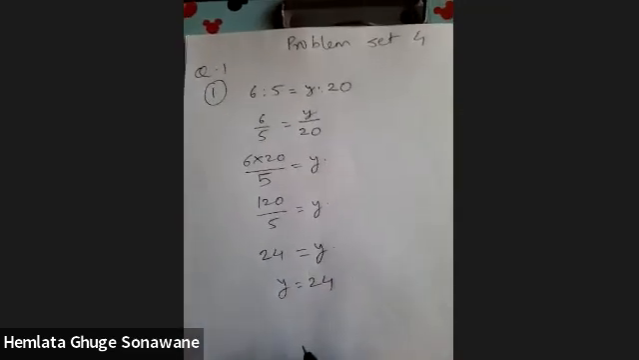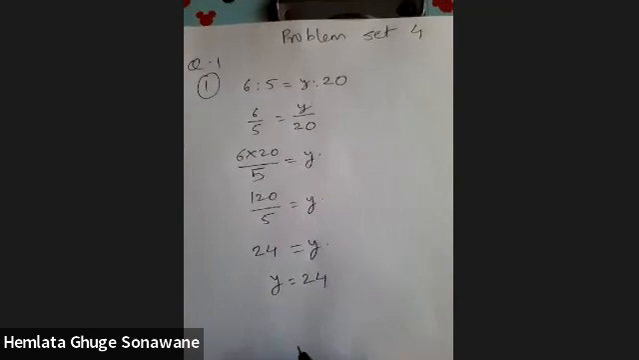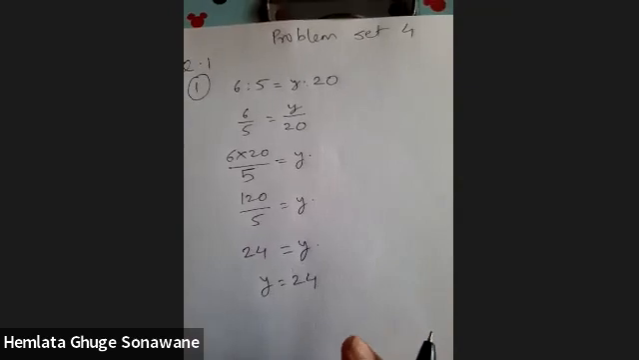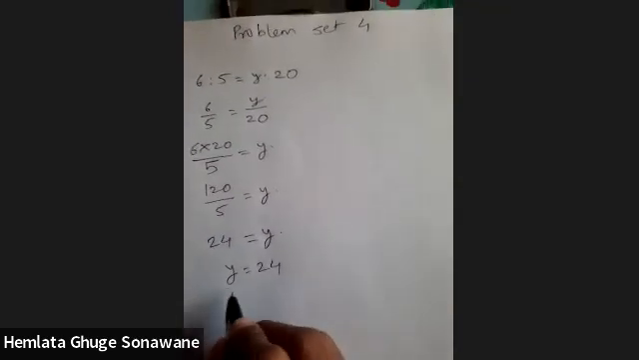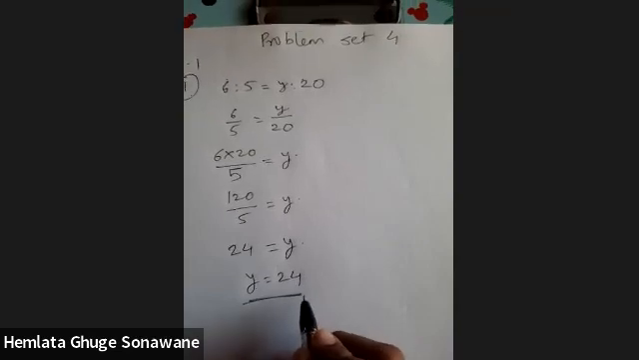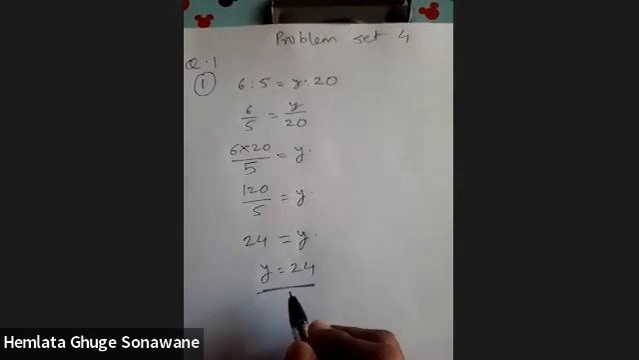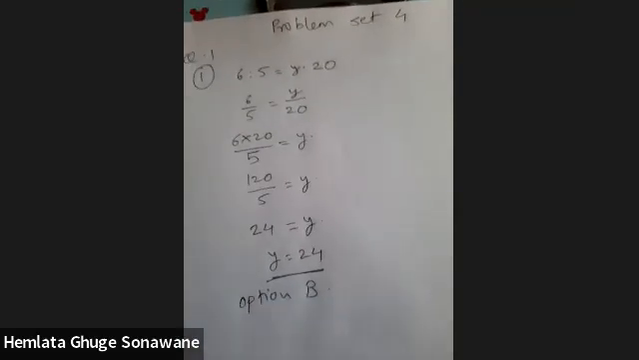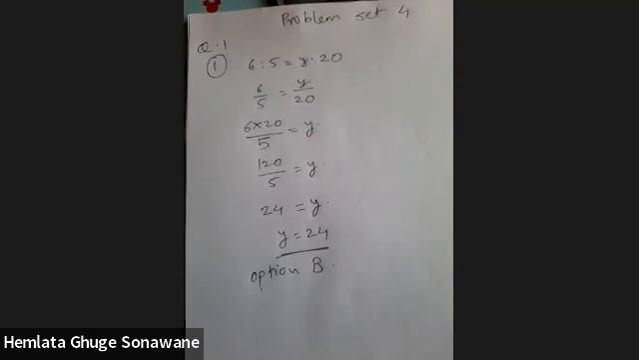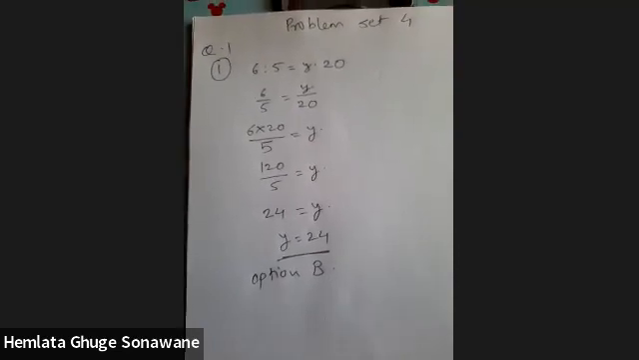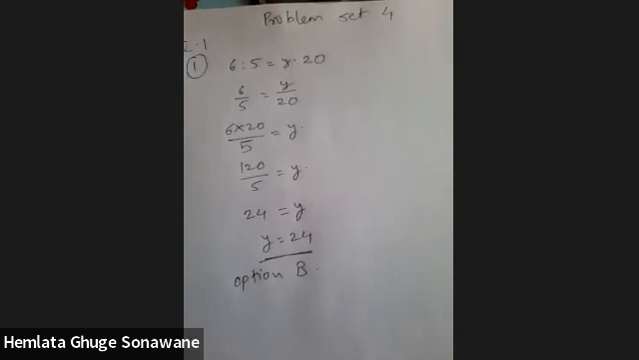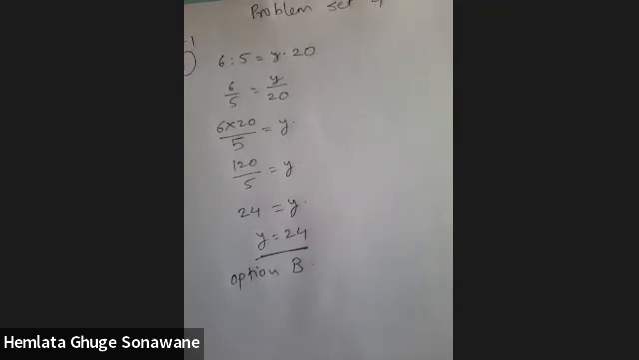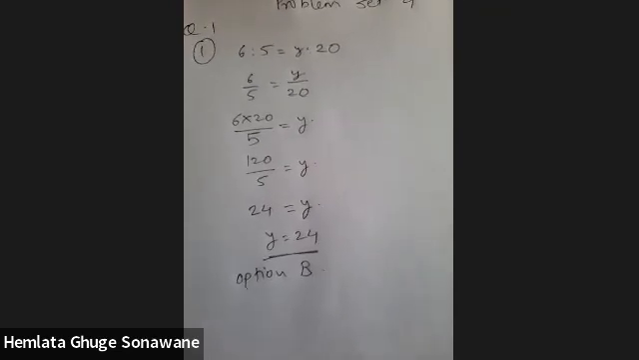Now we have to check the options. Option A is 15. No, it means option A is not correct. Option B is 24. Our answer is 24. We have got value of y as 24. So the correct alternative answer is option B. In this way, you have to first solve the given example, and then you have to decide the correct alternative answer, whether it is A, B, C, or D.